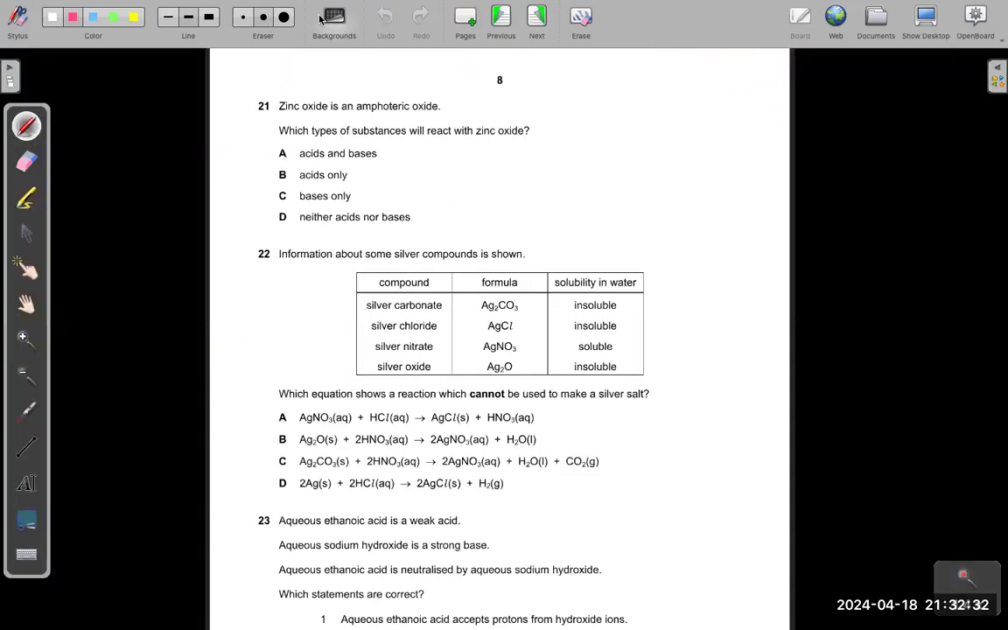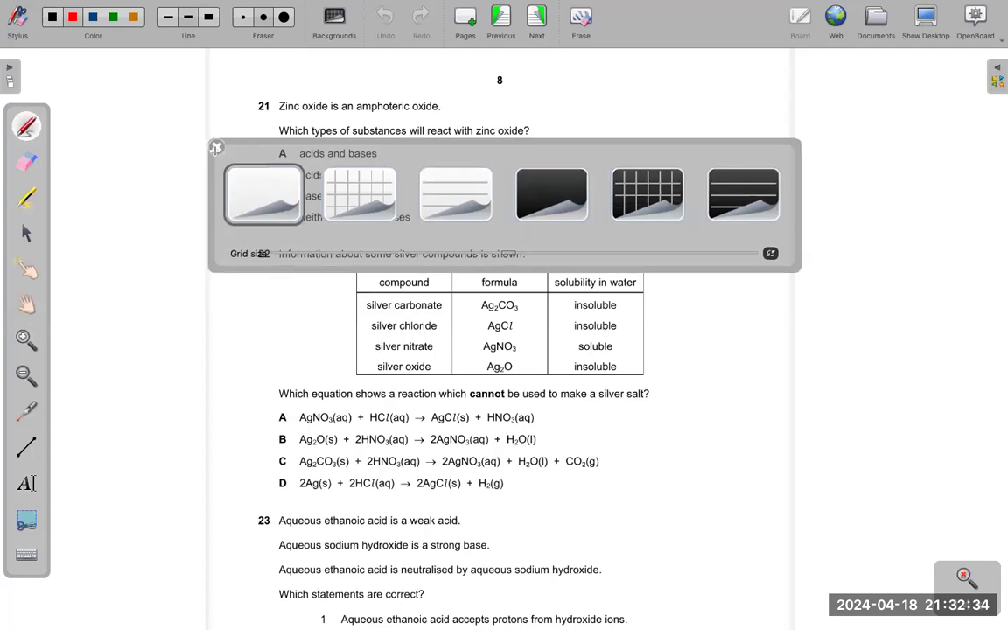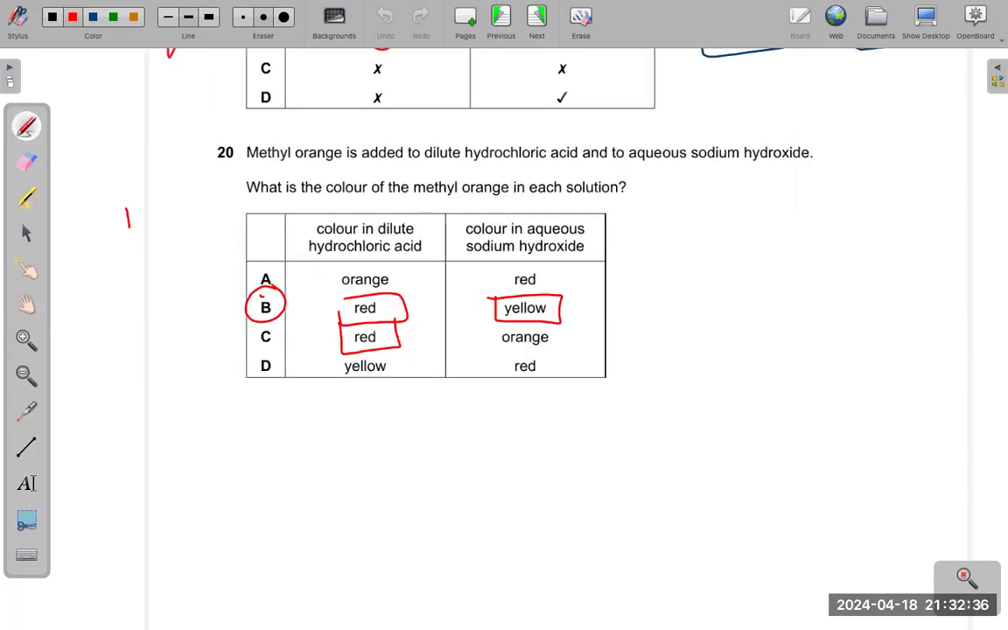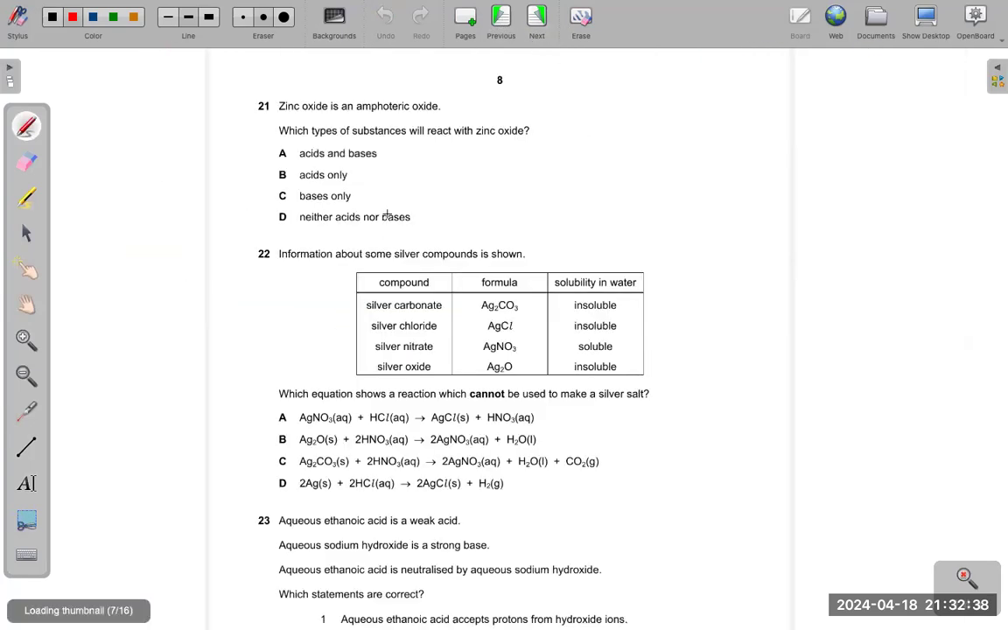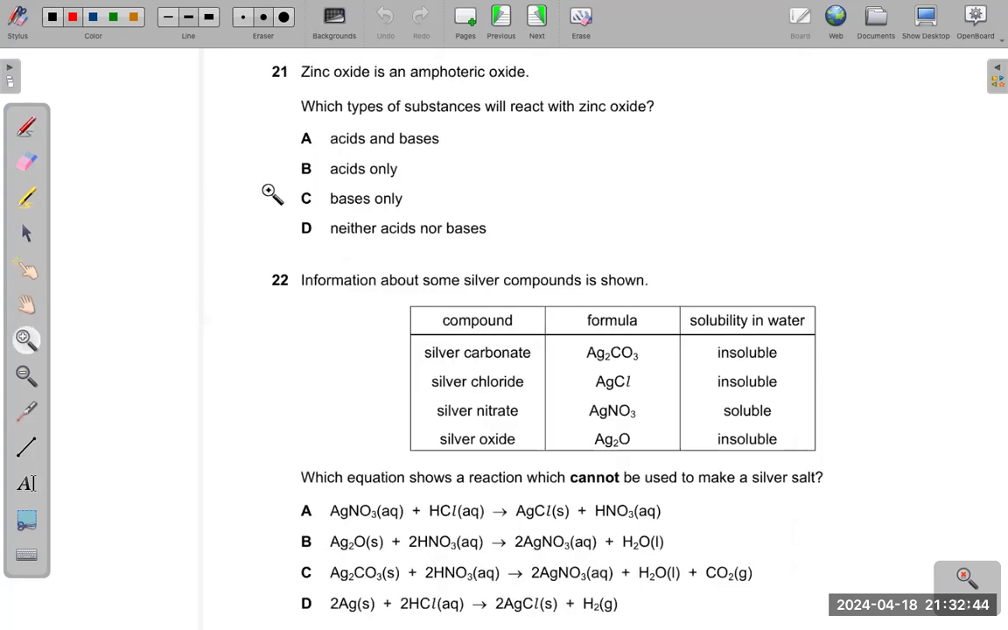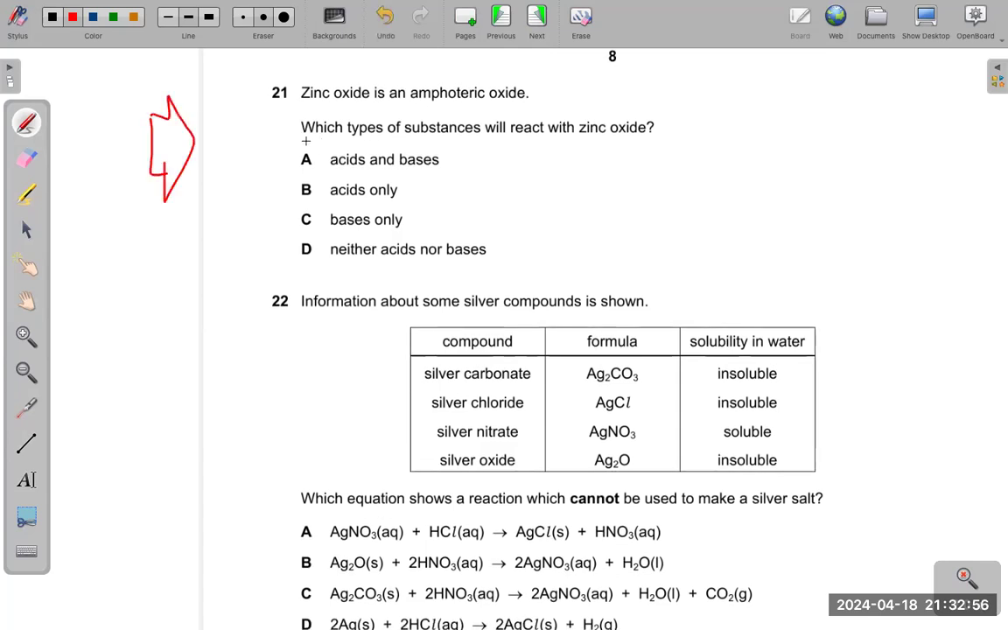Zinc oxide is an amphoteric oxide. احنا عندنا الميثايل orange, so this is also a good question. بس لما تقول الامتحان كله خلاص. Zinc oxide is an amphoteric oxide. Which types of substance will react with zinc oxide? Zinc oxide can react with zinc oxide is amphoteric, so it can react with acids ولا bases ولا both of them? Both of them. So it can react with acids and bases.